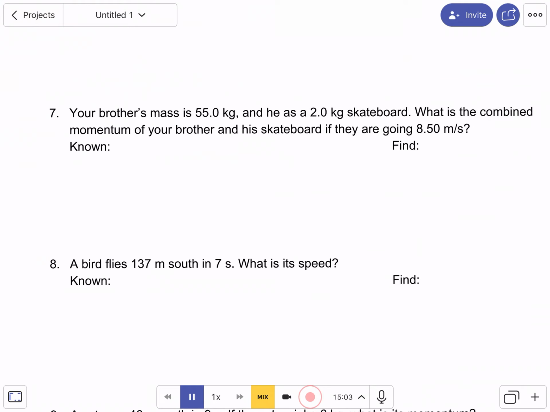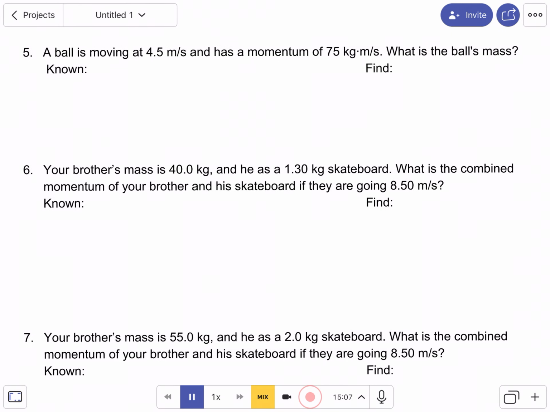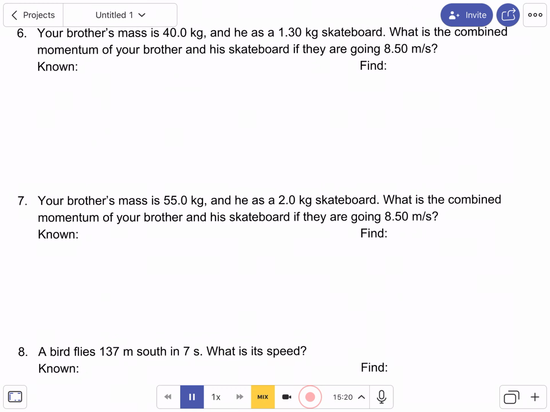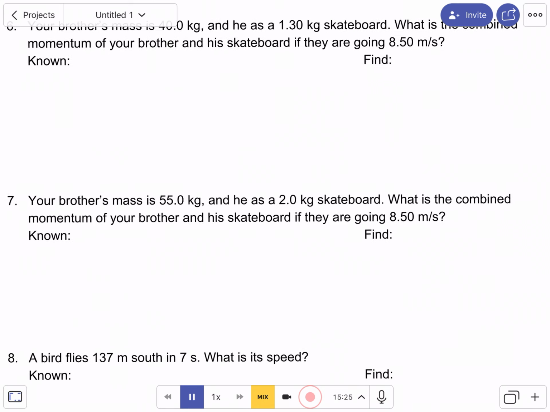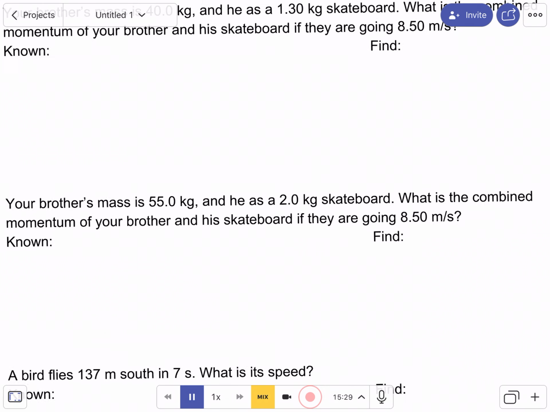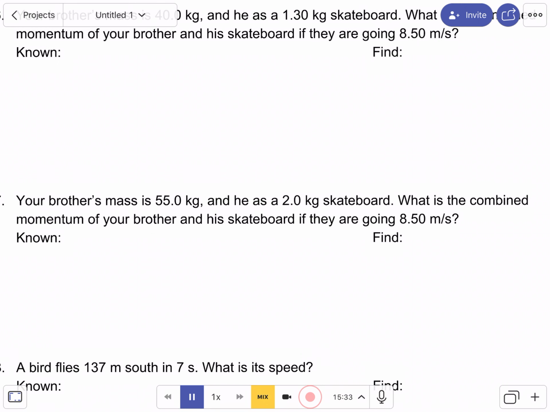So let's look over here. This is the back side or the second page of that worksheet. We have the same thing, that we are looking for a mass and you're given a speed and momentum. So I think you can figure those ones out. I am going to do number 6. We're going to try together. Because this is just slightly more complicated and I want you to see that it's not actually so bad. It just looks a little bit worse.